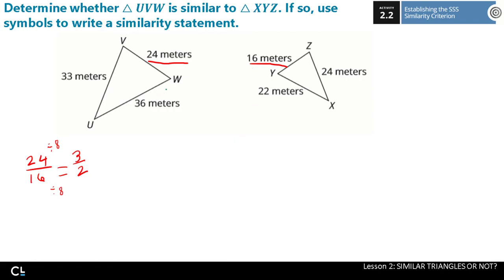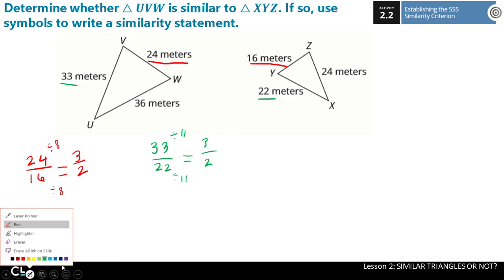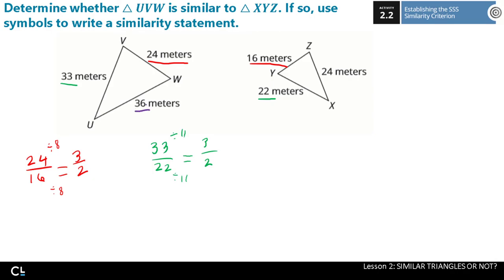Next, I'm going to go to my next biggest number in each triangle. This one right here, 33, and then 22. So I'm going to put 33 over 22. And these numbers are usually easier to spot when we have something like this, because it's the same number twice in a row. It's 33, 22, which means that they could be divided by 11. So we divide both by 11. 33 divided by 11 gives me 3. And 22 divided by 11 gives me 2. So now, once again, 3 over 2, 3 over 2. We're on the right path. The last one has to give me that 3 over 2 right here.